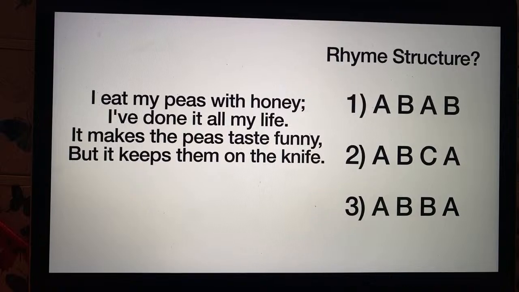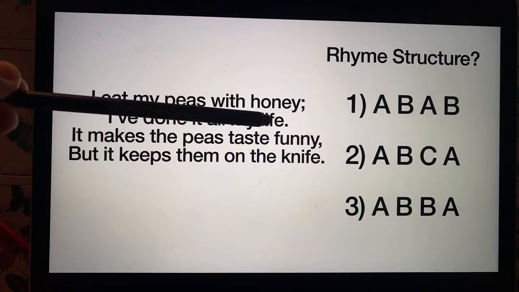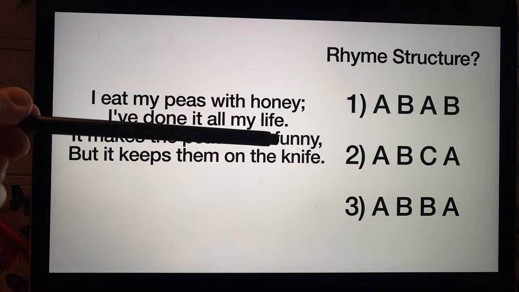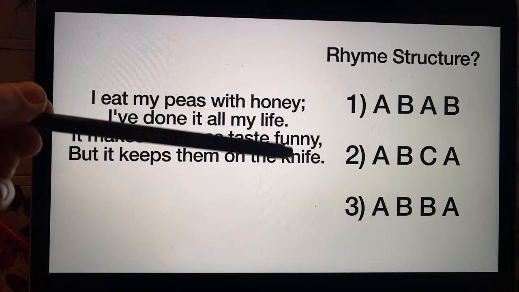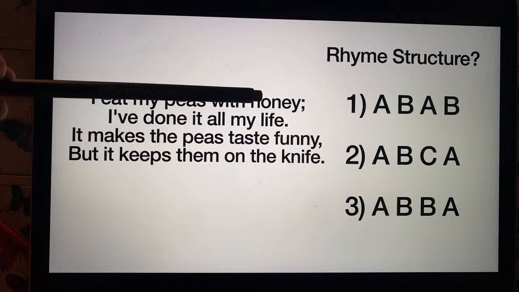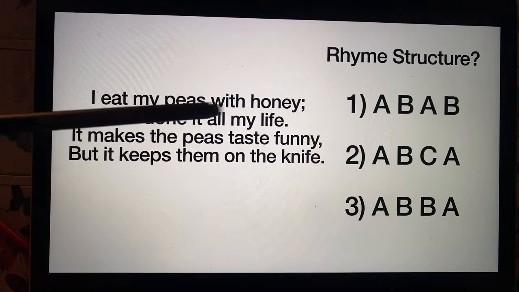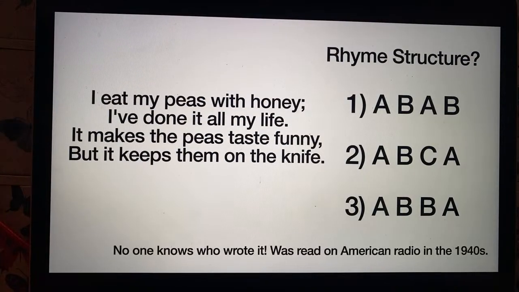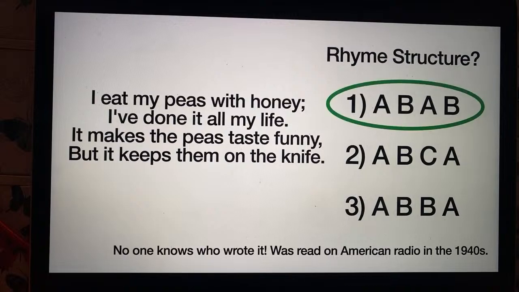Okay, well, honey doesn't rhyme with life. So we've got an A and then a B, but funny rhymes with honey, so that's A again, and then knife rhymes with life. So the rhyme scheme is A, B, A, B. I was fascinated to find that actually nobody knows who wrote this poem. Every country, like America, has the person they think wrote it, and England has the person they think wrote it, but we don't know. It was read apparently on American radio in the 1940s, so it must have existed by then, but it's a nonsense poem. You think of poems as being sort of very serious, but yeah, there you go. Anyway, right, next one.